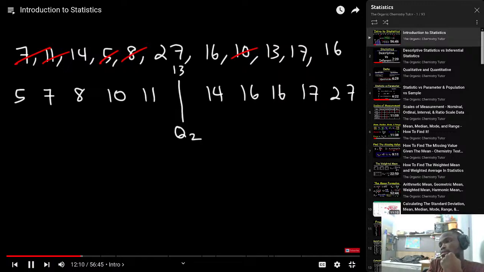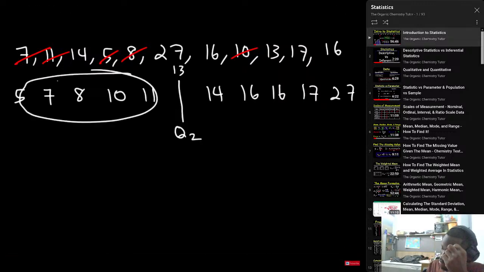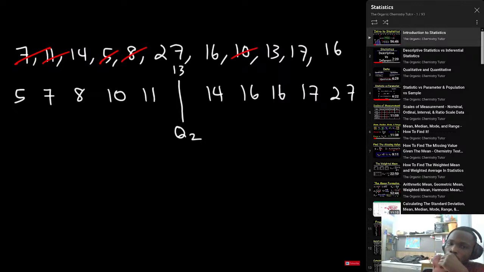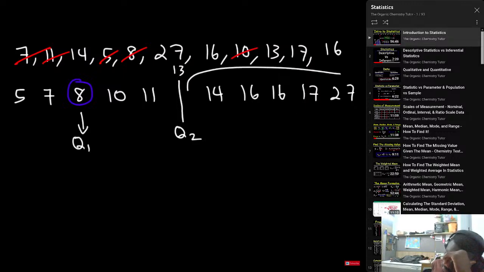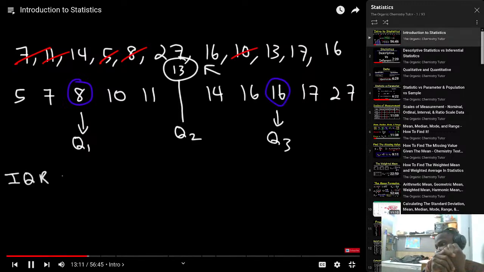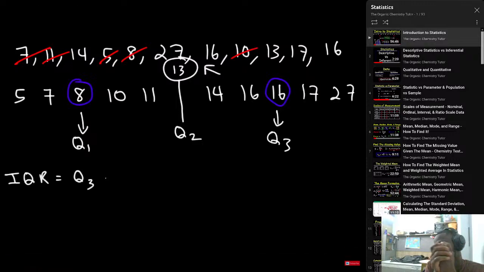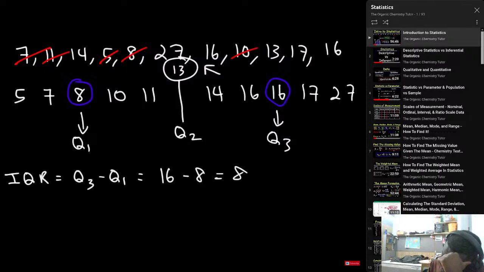Q1 is the median of the lower half of the data set. So what is the median of those 5 numbers? The median is simply going to be the middle number of those 5 numbers. So Q1 is 8. Now, what is the median of the upper half of the data set? Q3 is 16. IQR, we said, is the difference between the third quartile and the first quartile. So it's going to be 16 minus 8, which is 8. And so that's how you could find the interquartile range of a data set.